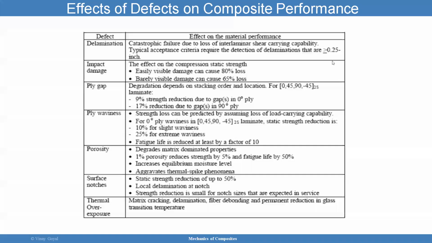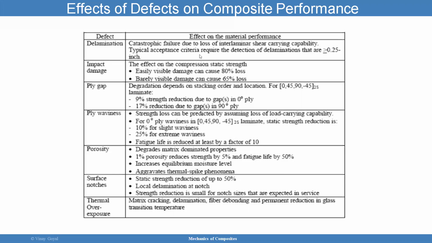Let's continue on the effects of defects on composite performance. Let's look at that because that's very important. These are the kinds of defects you could have in composites that need to be considered. You have delamination. Delamination can cause catastrophic failure due to loss of interlaminar shear carrying capability. Typical acceptance criteria require the detection of delaminations greater than 0.25 inch. So typically, you're able to find defects of that size or larger. If it's small, it can be a little bit harder.